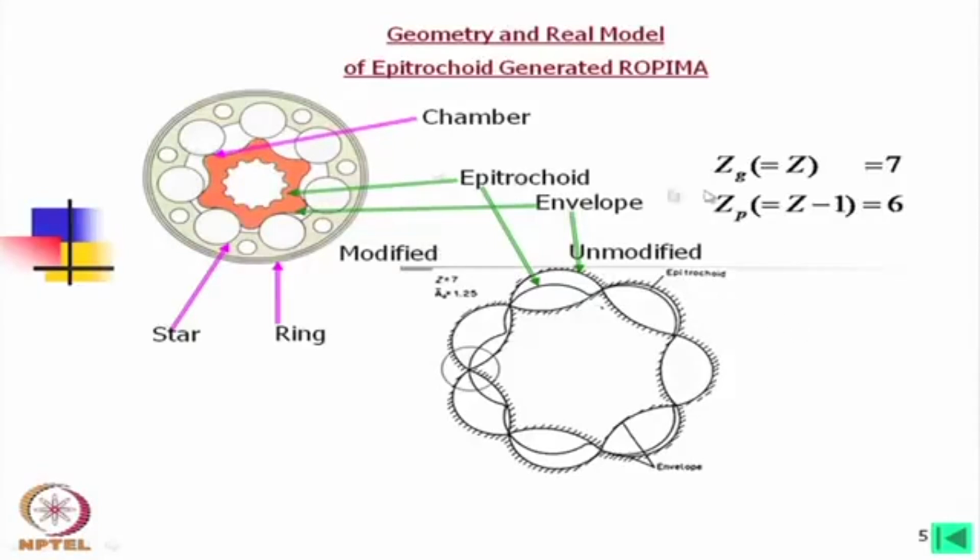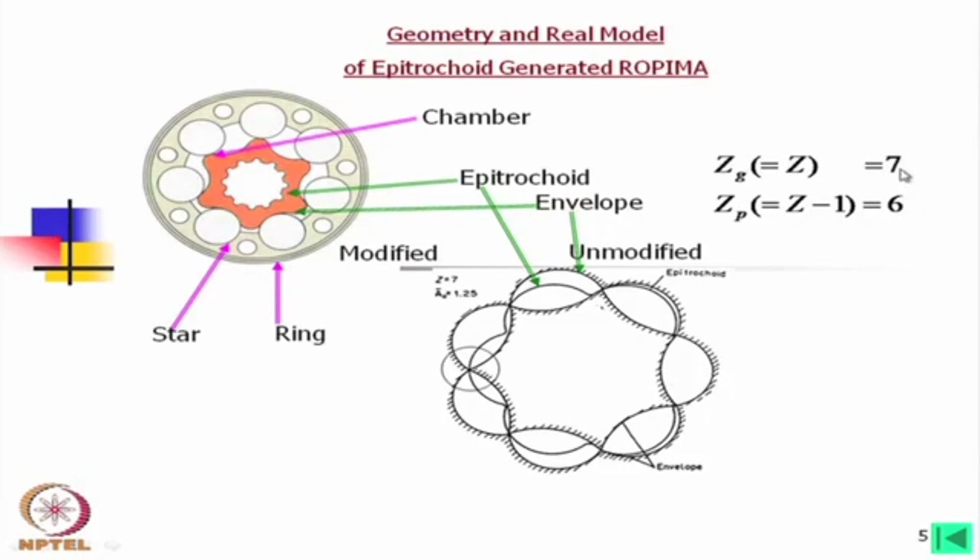Now, in this case we have named Zg as the lobe number, or say teeth number, of the ring gear, and Zp is the lobe number of the star gear. We can call it gear. This is the outer gear and this is the pinion. What we find in this case, the inner one is 6, the outer one is 7. Now, these two numbers should always be consecutive numbers.